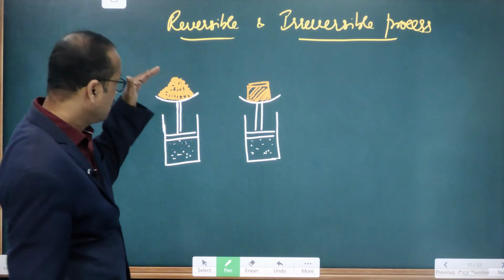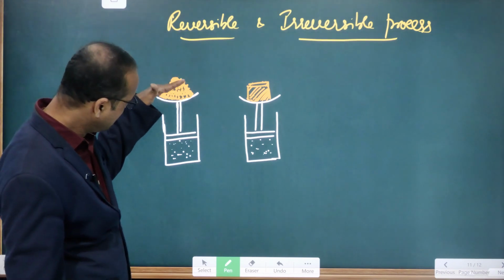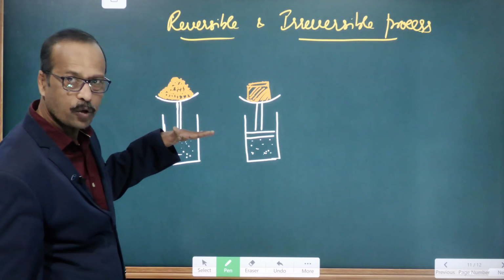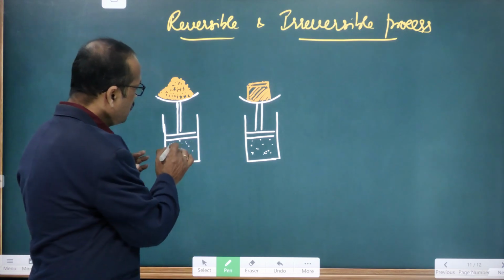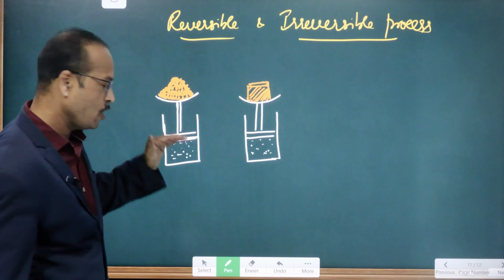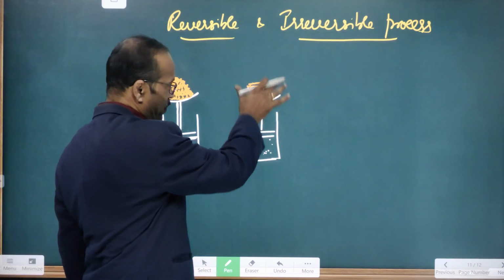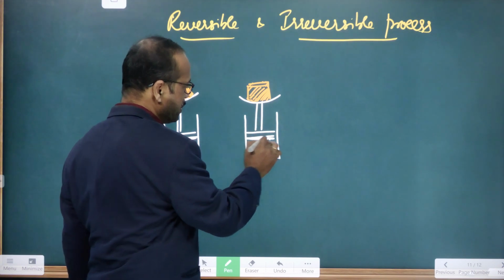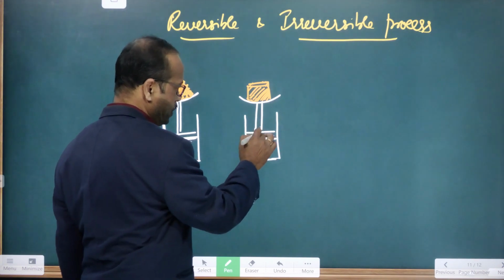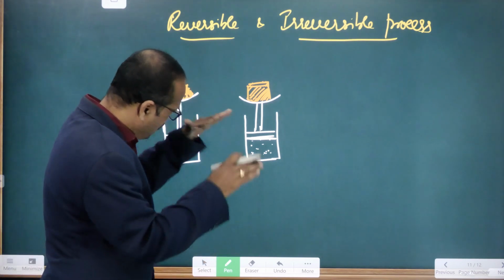Now see students, here some weight, some sand, is kept, so it is exerting some force, pressure. Due to this pressure, this piston is occupying the space up to here. Here also the same, I put some weight on it, so here also it is occupying this much. Because I kept the weight, it went down till here.